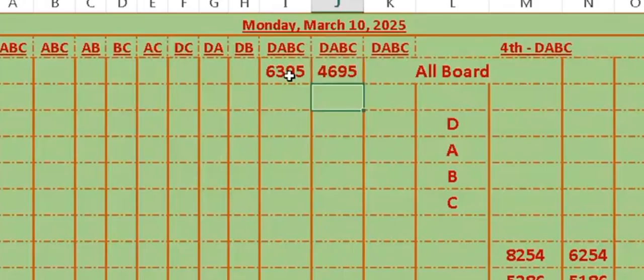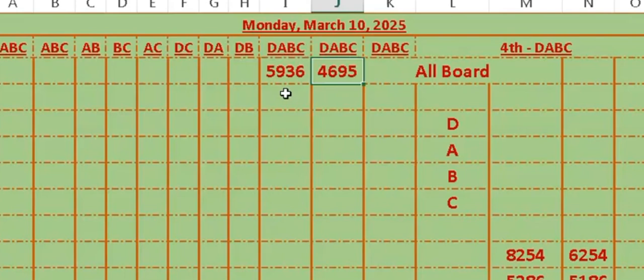We have two different sets. We'll break it down to one. So out of 6395 and 4695, I decide to choose 9564. You can replace the 6 with a 7 or a 2 if you wish. You can replace it with a 7 or a 3 if you wish.